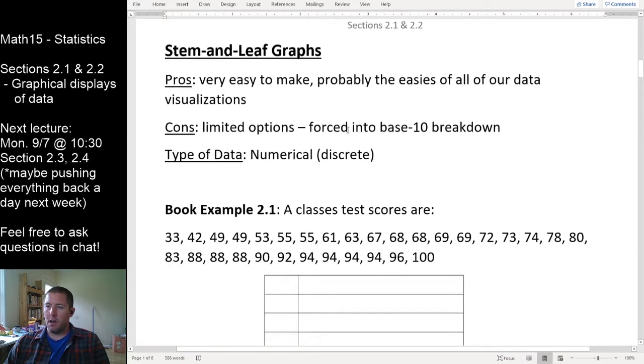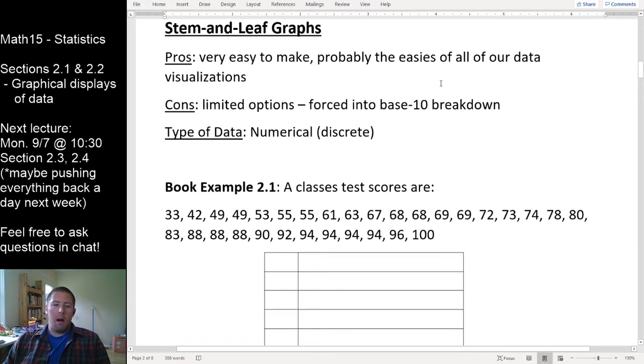So first things first, our stem and leaf graphs. In each of these, I'm going to try and talk about what I like about them, what I don't like about them, and what data type these should be associated with. That's sort of their limiting factors here.